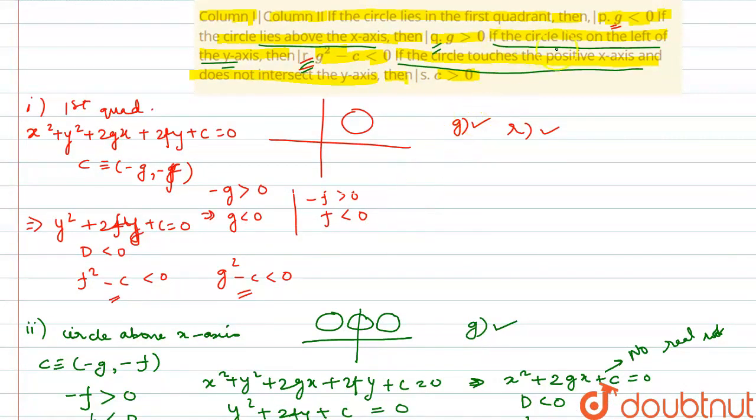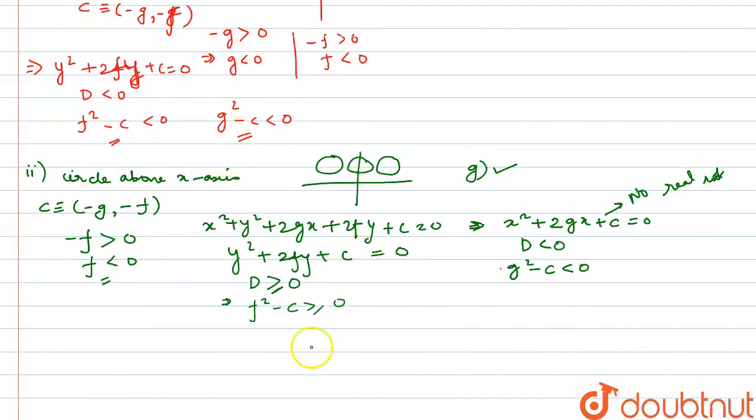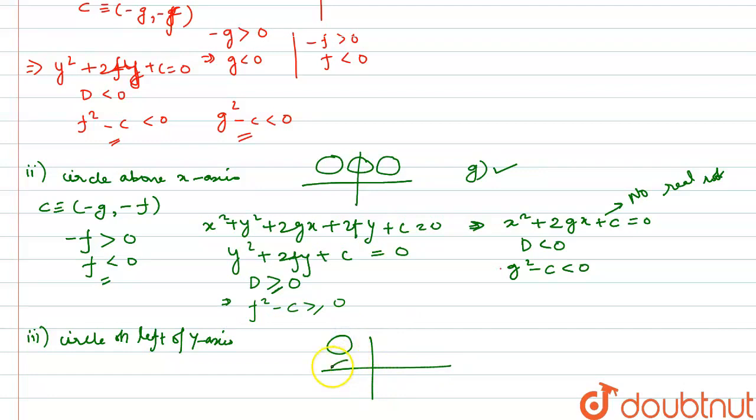And the third statement is that if the circle lies on the left of the y-axis, then. So in this statement, we are given that the circle is on the left of the y-axis. So the possible diagram can be this and this. It will be exactly opposite to the conditions which we have obtained in the second statement, because in the second statement we had the circle lying above the x-axis, and here we have the circle lying on the left of the y-axis. So the statements will be exactly opposite.